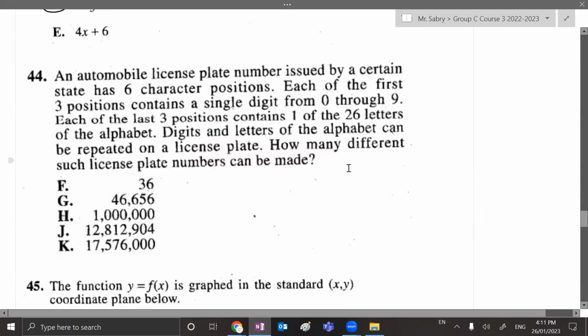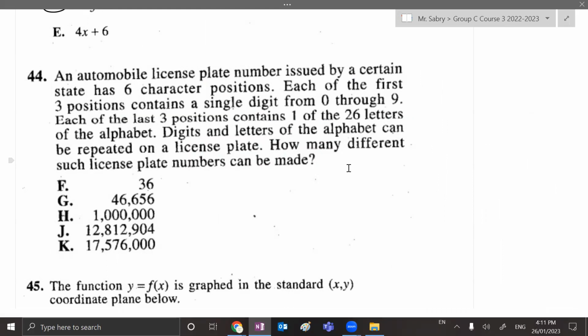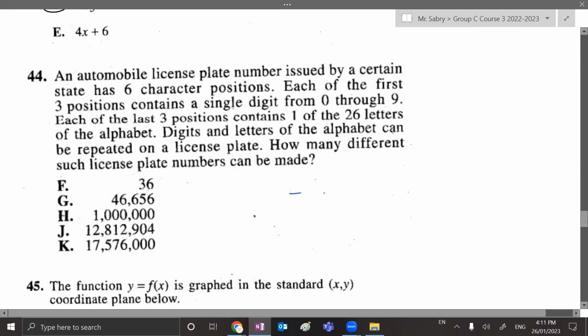Focus away on this one. This uses the same technique we used in the previous probability question. An automobile license plate number issued by a certain state has 6 character positions. 6 spaces. Each of the first 3 positions contains a single digit from 0 to 9. The first 3 contains digits from 0 up until 9, any number from 0 to 9.